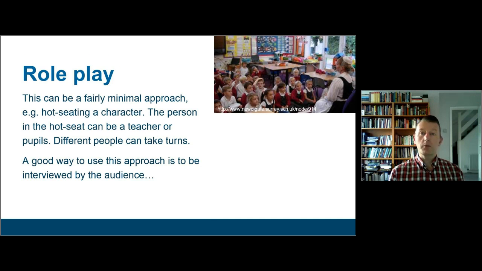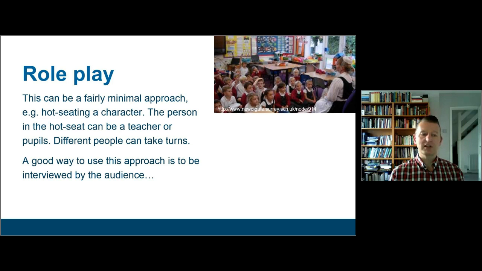Now, moving into slightly more active forms of games and simulations, lots of history teachers use role play. There are at least two ways in which we can think about role play. The fairly minimal approach is hot seating a character. So in the picture you can see the teacher is taking on the character. In this example she's taking on the famous nurse Florence Nightingale.